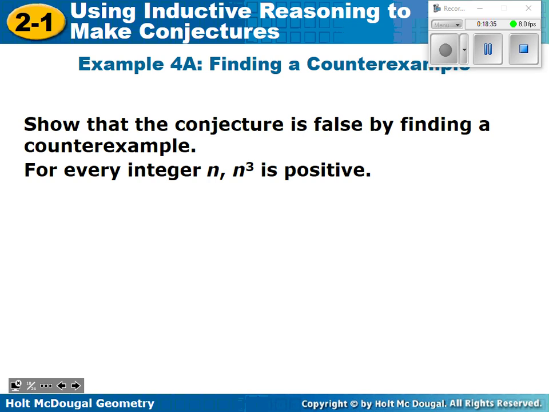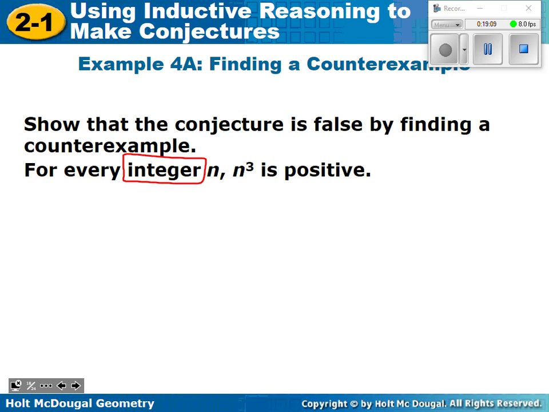Show the conjecture is false by finding a counterexample. Remember, you're going to be specific, and this is where your algebra comes in. You've got to know what integers are. What's an integer? Positive and negative whole numbers, okay? So if you don't remember that, Google what is an integer, so you'll know when you're doing your homework. These are things you'll need to know when you get to the test, so make sure you do know. Integer means positive and negative whole numbers, okay?